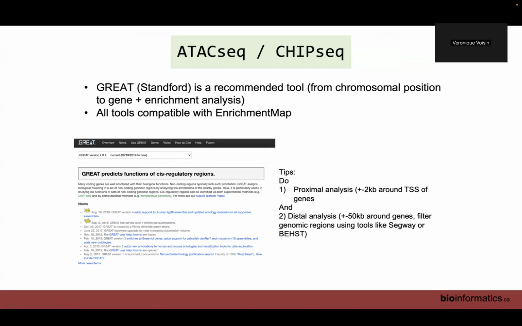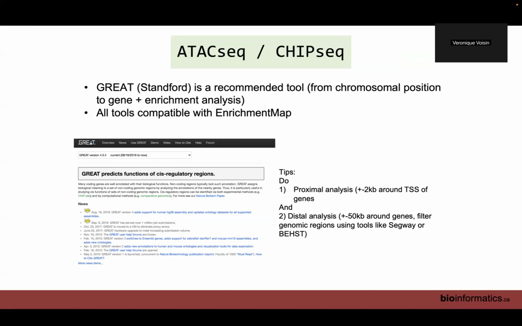Then what if you have ATAC-seq or ChIP-seq data? Then what you have is a list of peaks or a list of open chromatin regions, and usually the output is a BED file with 3 columns. So the first column would be the chromosome name, then the second column would be the position of the start of the peak, and then the third column will be the end, so the position of the end of the peak.